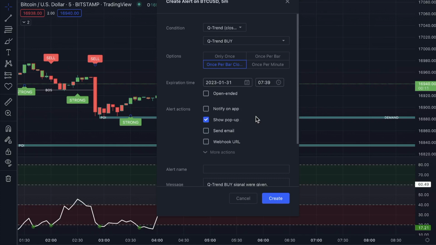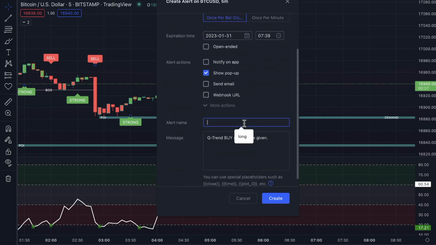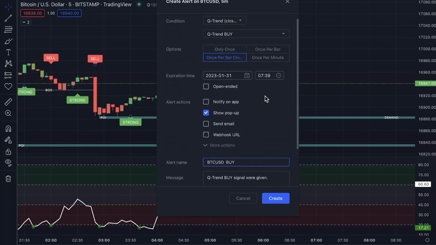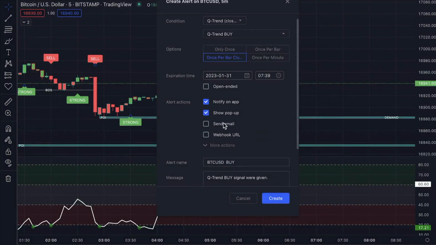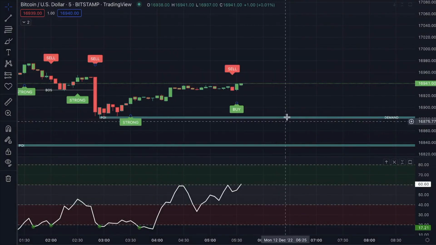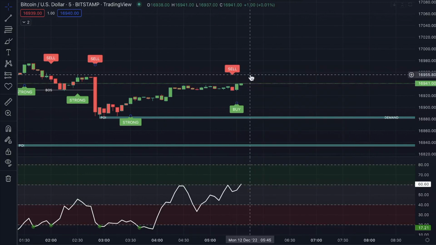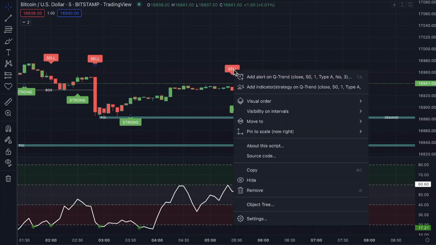Let's give this alert a name, such as the pair and what signal it is. Lastly, let's go to notifications. If you have the TradingView app on your phone, which I'd highly recommend, then select Notify on app. If not, select Send email. Then we click Create. We are going to have to repeat this process several times for all the different kinds of signals of the Q trend indicator.